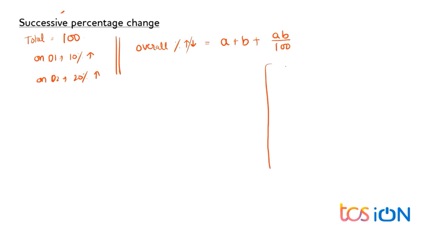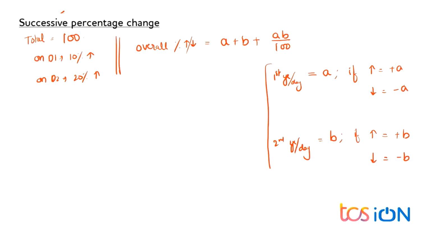Everybody, for example, if it is the very first year or first day or first case, whatever the first one is will be taken as A. And if it is an increment, we'll take plus A, and if it is a decrement, we'll take it as minus A. Whereas the second day or second year, we call it B. With the B variable, if increment, it is positive B; if decrement, it will be taken as a negative B. I hope you all understood these 4 points very clearly, dears.